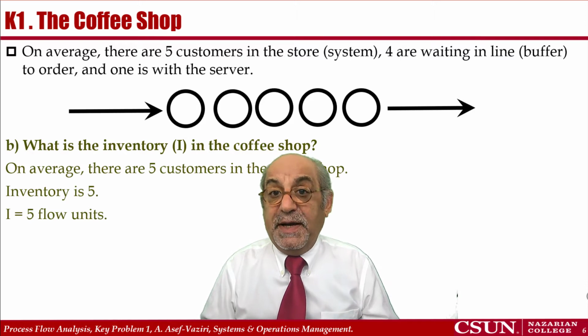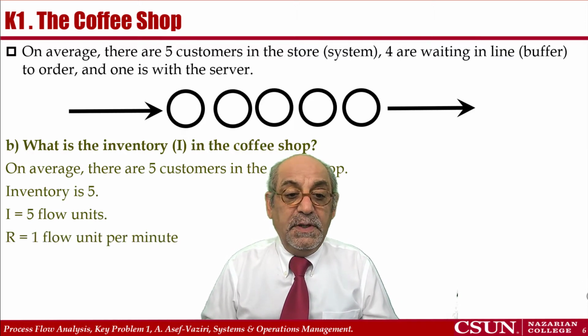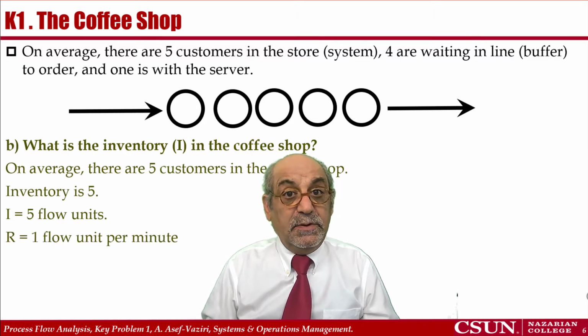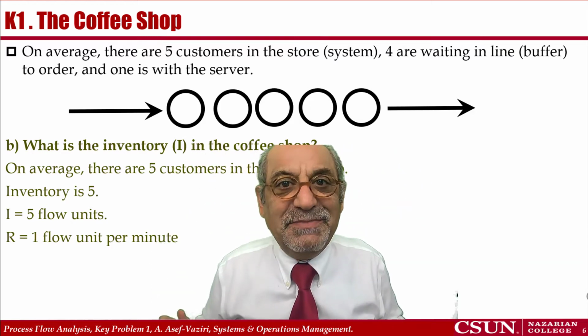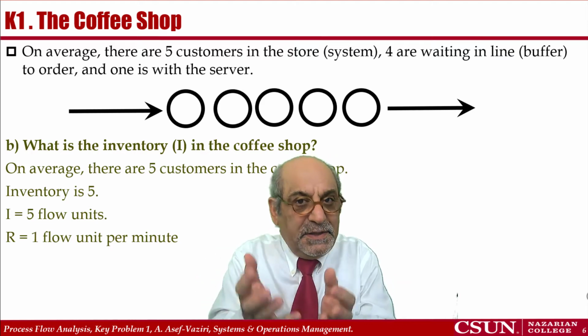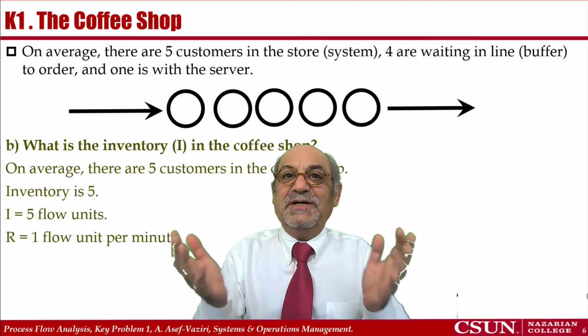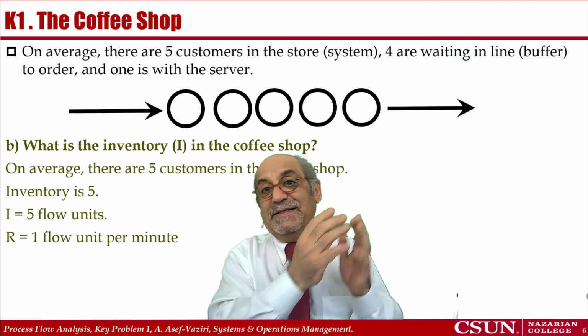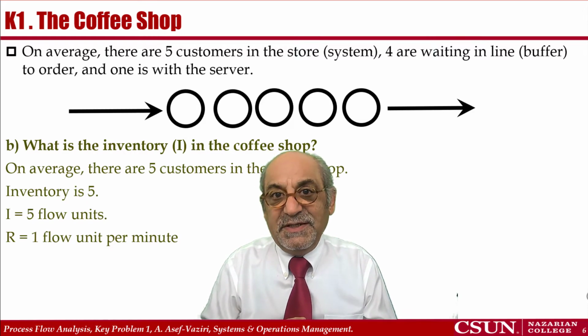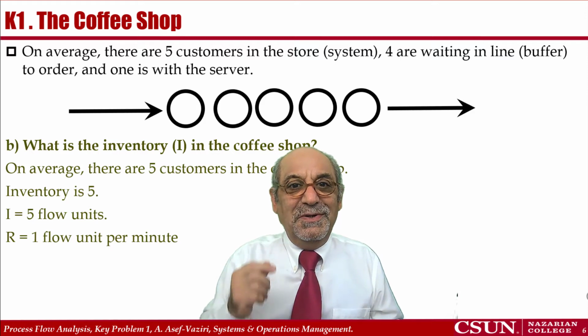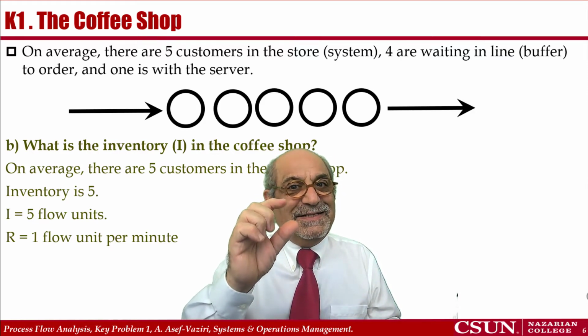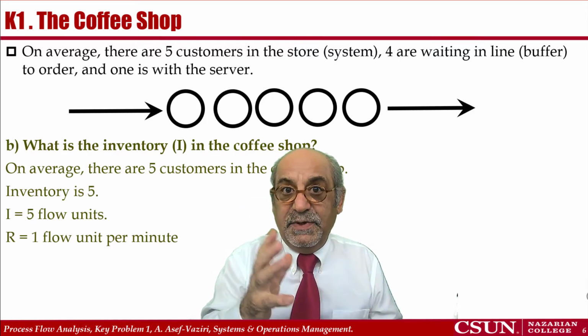Inventory, we show it by I. R is equal to 1 flow unit. Flow unit is the general term that we use a lot. In this coffee shop, a flow unit is a customer. In that example which we were discussing before, a flow unit is a molecule of that dense liquid.